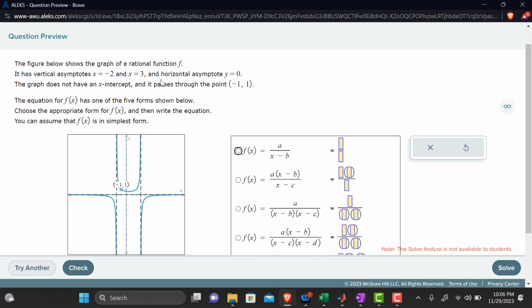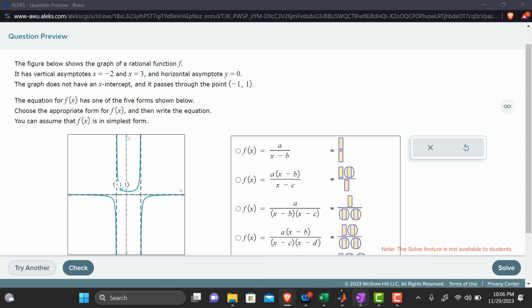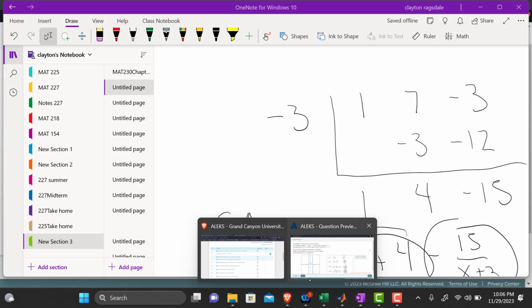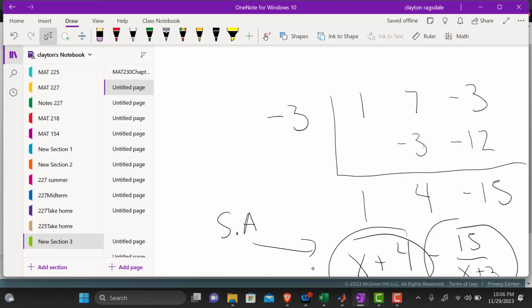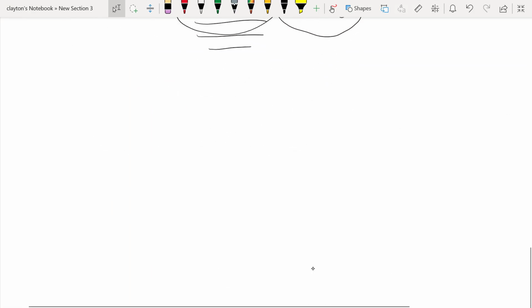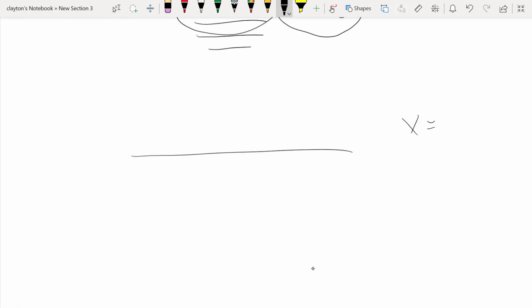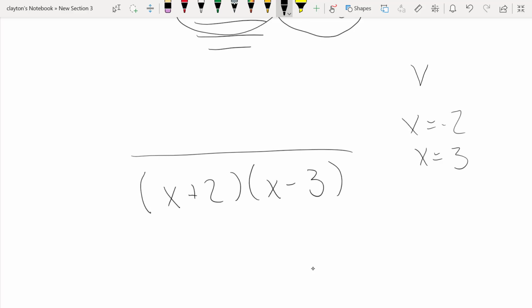My other clue says the horizontal asymptote is y equals 0. Well, what does that tell us? That tells us that the degree in the numerator is less than the degree in the denominator. So let's jump to the whiteboard. We had x equals 3, x equals -2, x equals 3. So we know our denominator looks like this. If x equals -2 and x equals 3 are our vertical asymptotes, then it must be x plus 2 and x minus 3 down here.